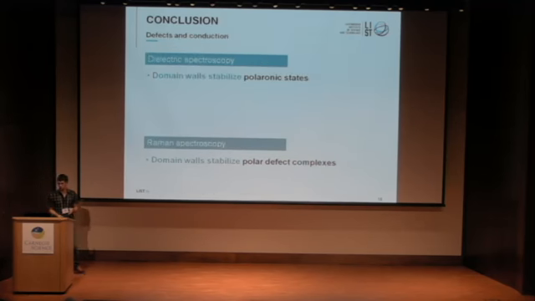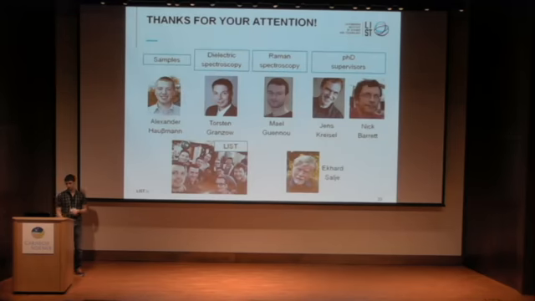So just to summarize, in the electric spectroscopy, we have evidence that domain walls stabilize polaronic states. In Raman spectroscopy, we have evidence that domain walls stabilize bigger defects, these are polar defect complexes. So I think that these 2 points mean that you have a lot of defects at domain walls, and this has to be taken into account if you want to explain the conductivity at domain walls. Thanks for your attention.